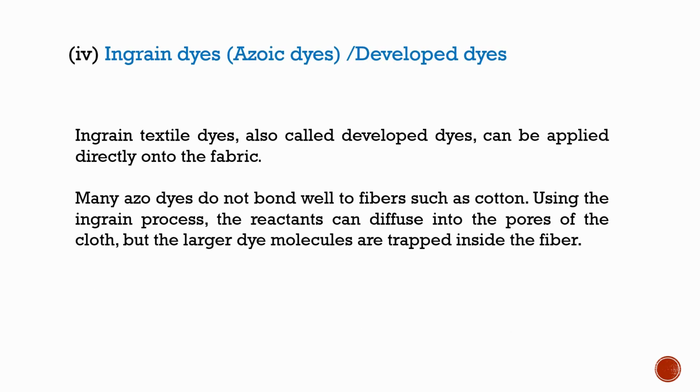Ingrain dyes are azo dyes and these are also called developed dyes. Ingrain textile dyes can be applied directly onto the fabric. Ingrain means the dye is developed inside the fabric. Now many azo dyes do not bond well to fibers such as cotton. Using the ingrain process, the reactants can diffuse into the pores of the cloth and form the dye inside the fiber. The larger dye molecules are trapped inside the fiber.